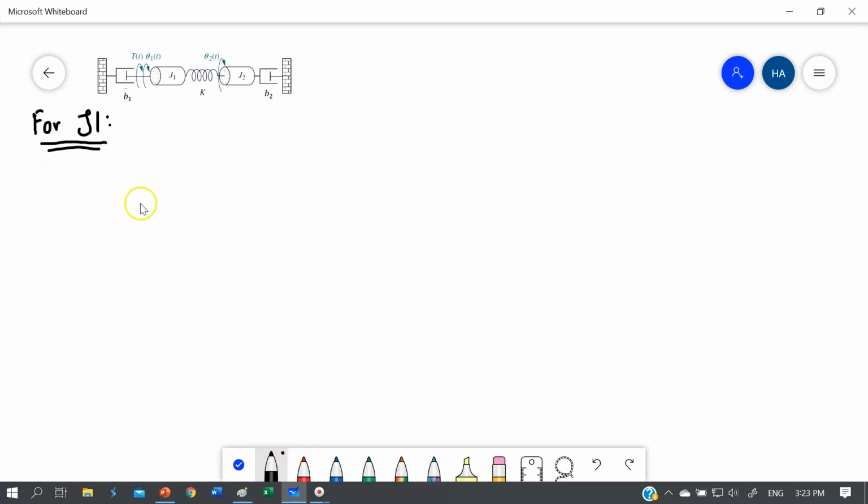if we draw the free body diagram, I like to draw with respect to the surface here, okay, because I find it easier to draw the input torque as well as the reaction torques. So if I draw that, let me just draw it over here. If this is J1 with rotational motion of theta 1 of t, okay, it has an input torque of capital T of t.